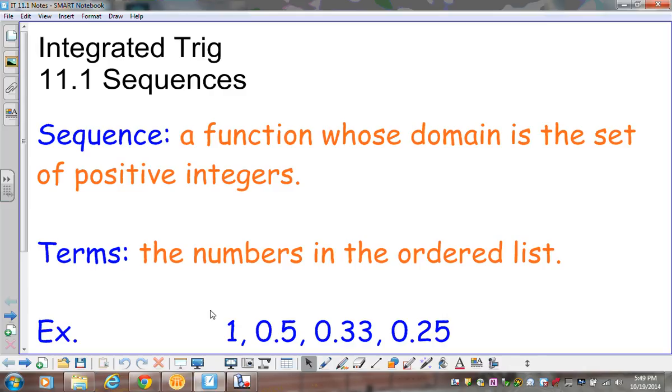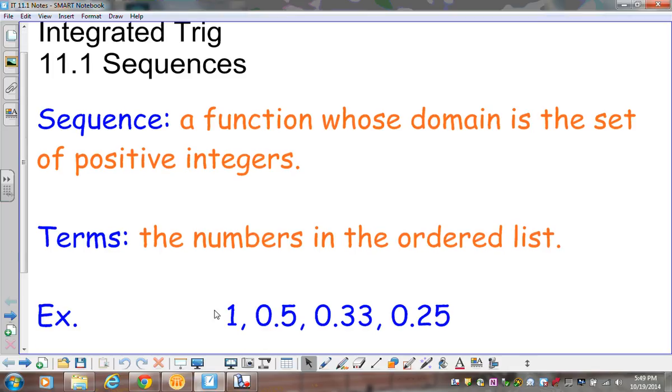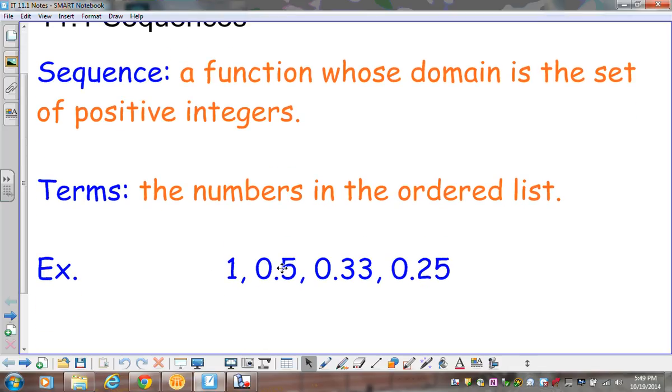So let's talk about a quick sequence. It's a function whose domain is the set of positive integers. So basically, it's just going to be a list of numbers that have a specific pattern to it. If we scroll down here, this list of numbers represents a certain number of terms. So in this example right here, these are the first 4 terms of this sequence.